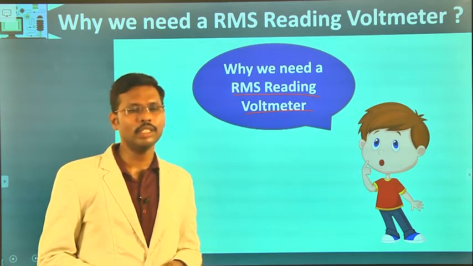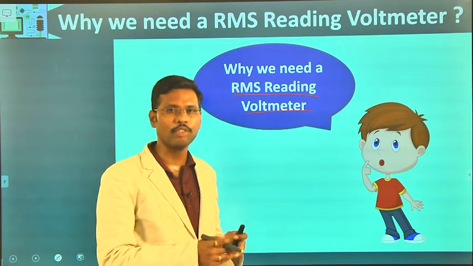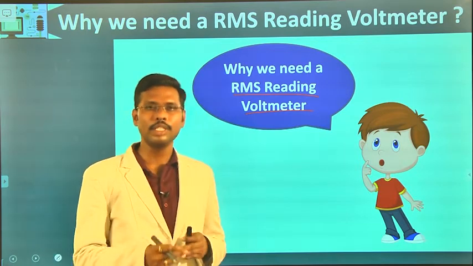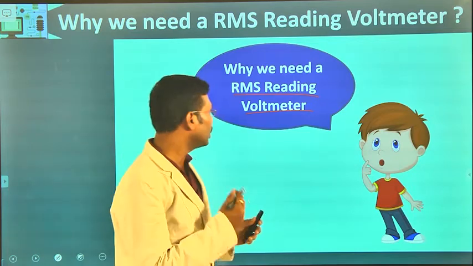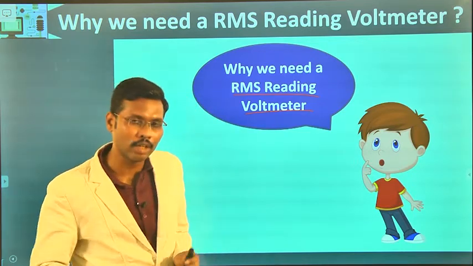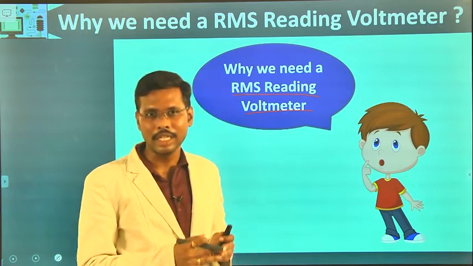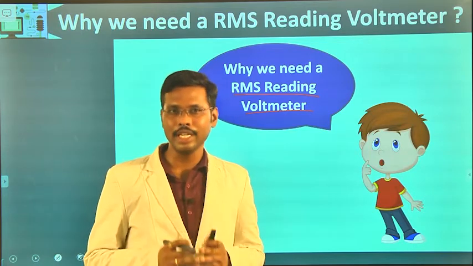In general meters, the input will be sinusoidal, and we can measure the RMS voltage by using averaging equipment. But these RMS reading voltmeters are used for signals which are non-sinusoidal in nature.